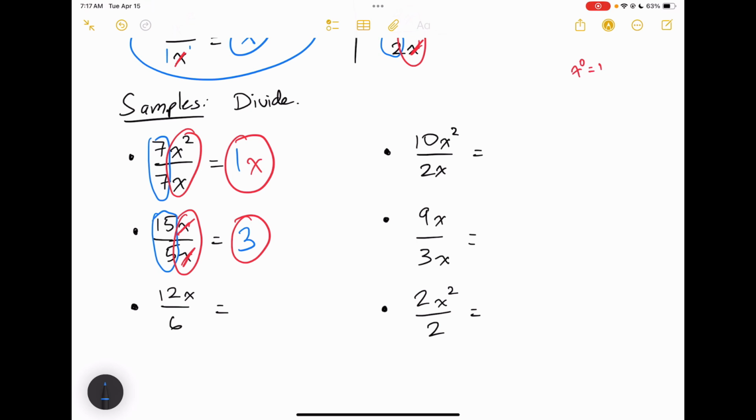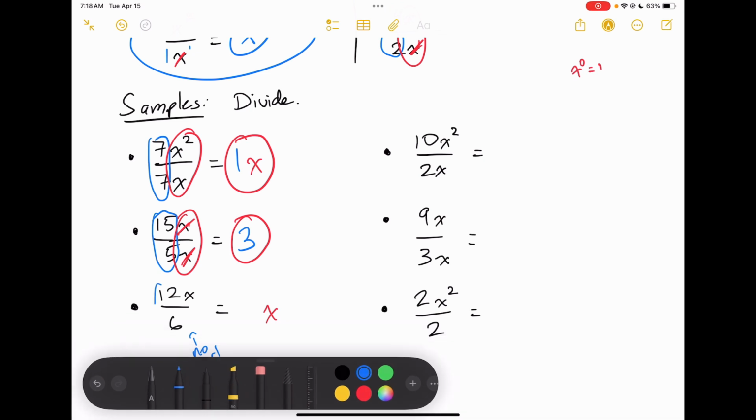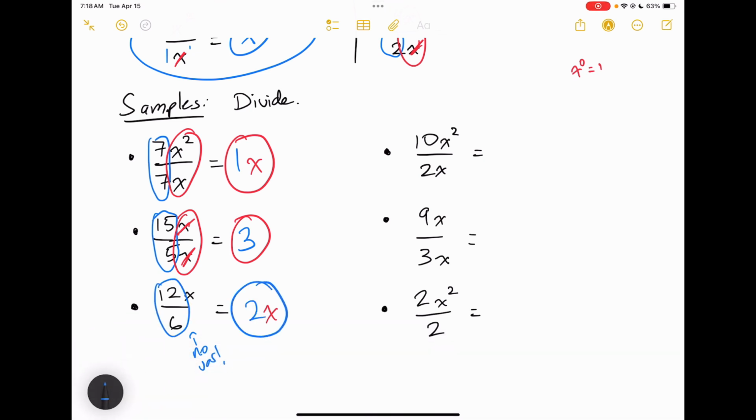Next up, 12x divided by 6. Note over here, we don't have a variable on the bottom. So is there anything to divide? No. The x is just gonna stay there, untouched. Meanwhile, 12 divided by 6 is easy. It is just 2. Nice and simple.